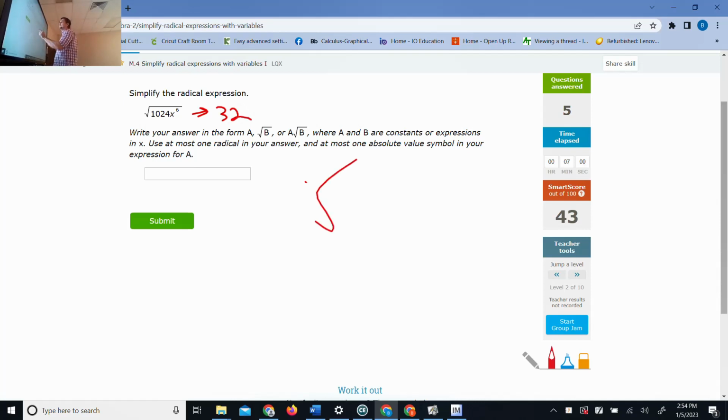When we talk about simplifying the square root of x to the 6th, the result is x cubed. So it is possible for this thing to return a negative number when it should not.